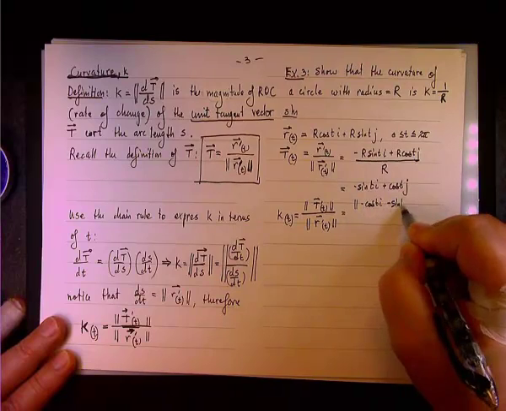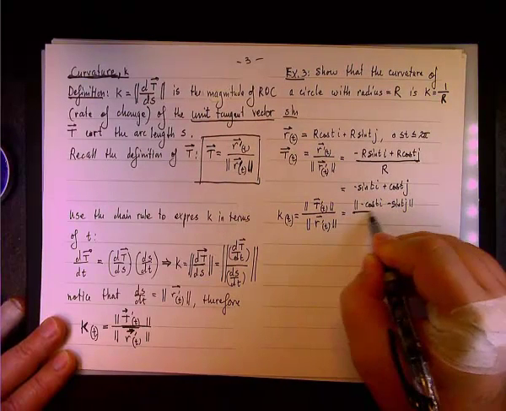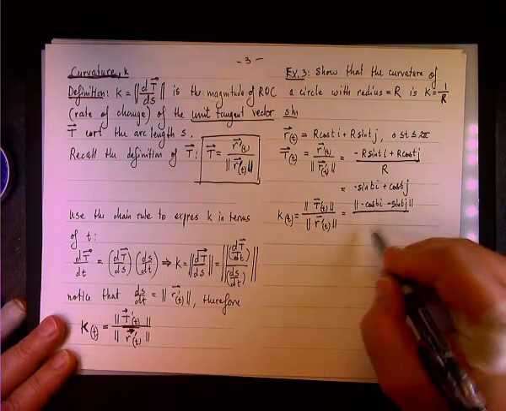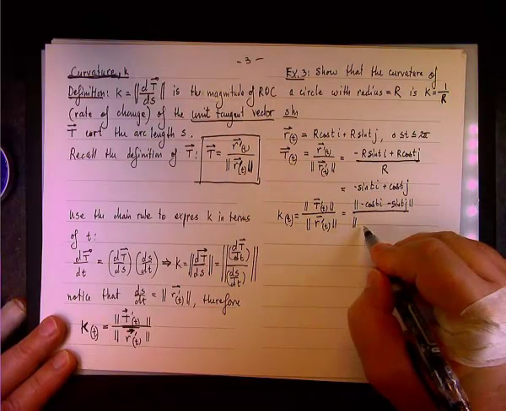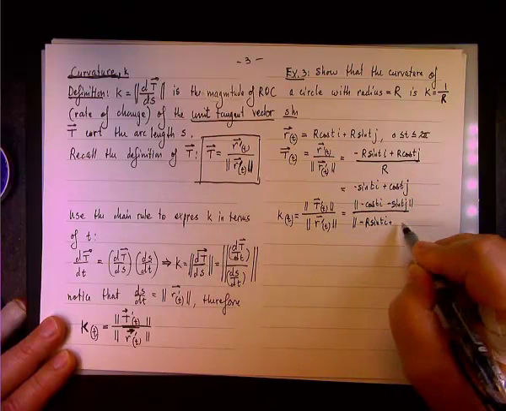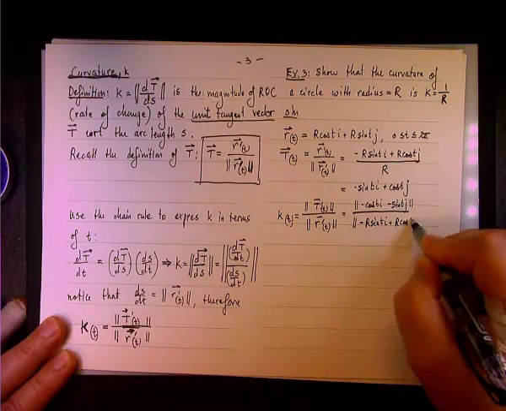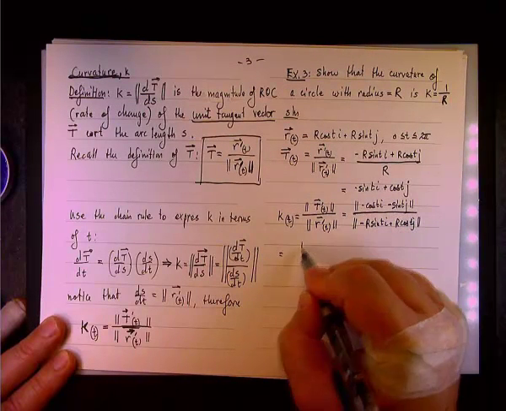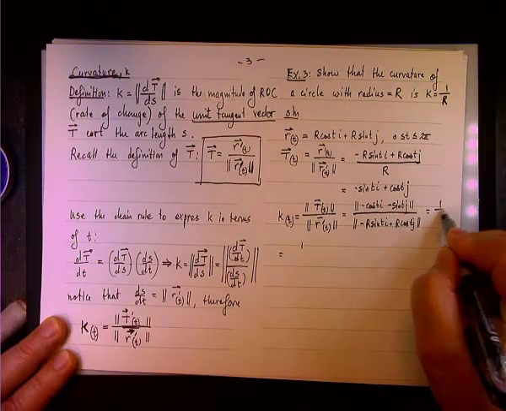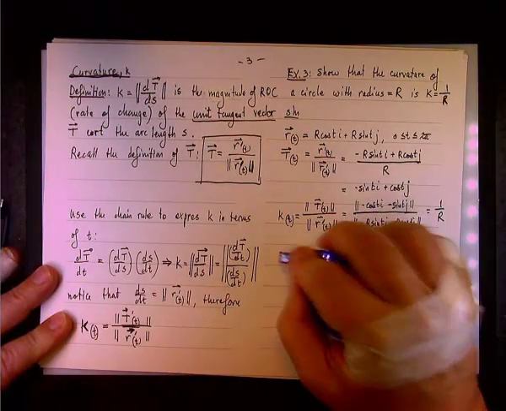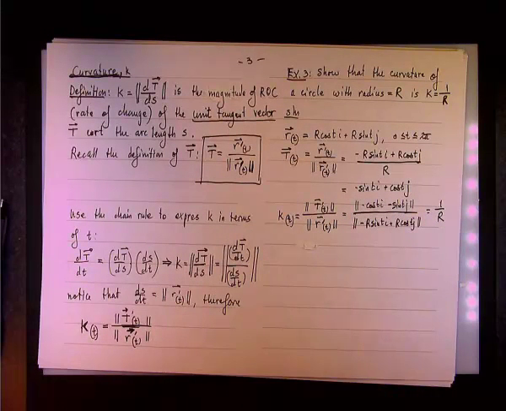So I can write it as the magnitude of negative cosine t i minus sine t j, and the magnitude of R prime, we already know that it's r, right? So we have 1 here, and actually we can finish it here with 1 over r.